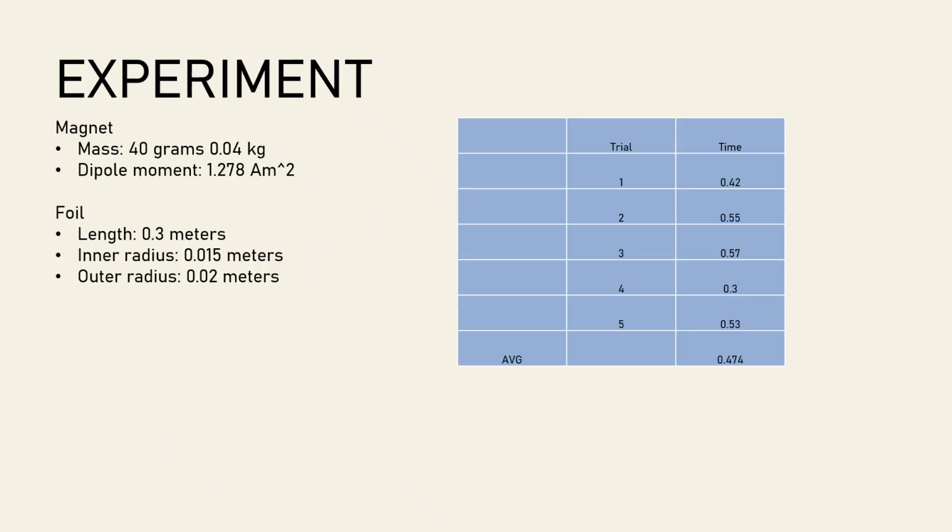So the experiment conducted in this lab was I dropped a bar magnet inside a tube of aluminum foil and timed how long it took for the bar magnet to travel all the way to the bottom of the tube. And then I did that 5 times, notating the time it took each time and then calculating the average, which is shown there. The mass of my magnet was 40 grams or 0.04 kilograms, and then the dipole moment was 1.278, which was calculated in lab 2. The foil length was 0.3 meters, the inner radius was 0.015 meters, and then the outer radius was 0.02 meters.